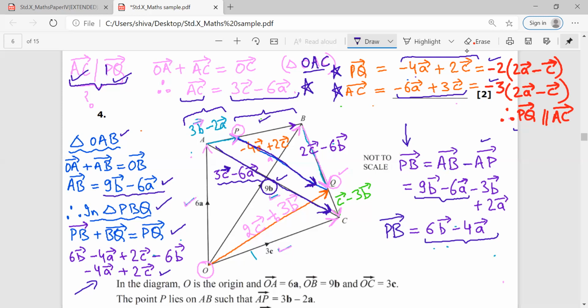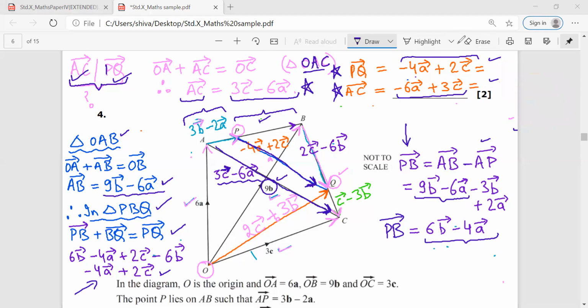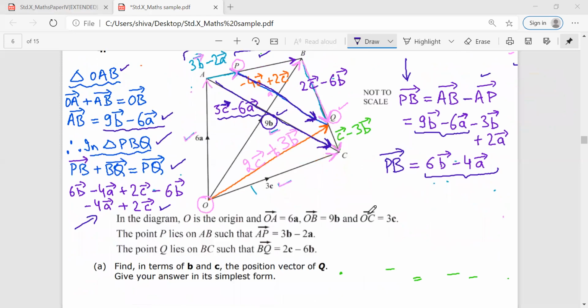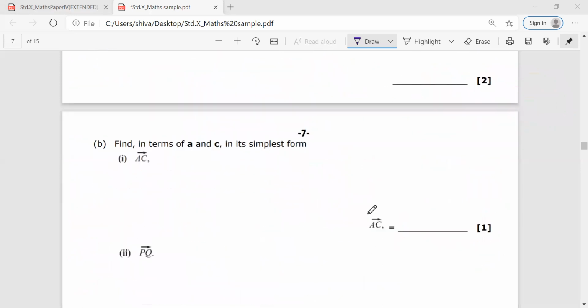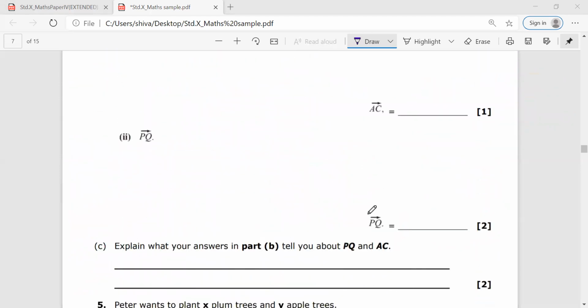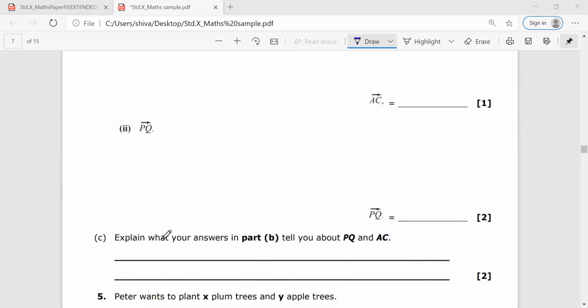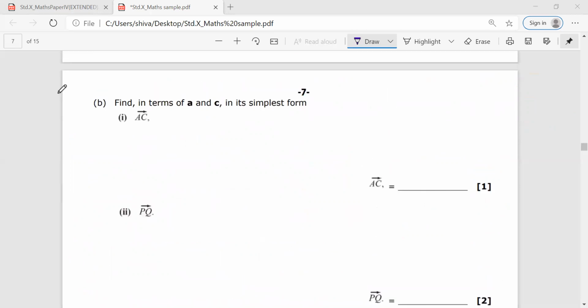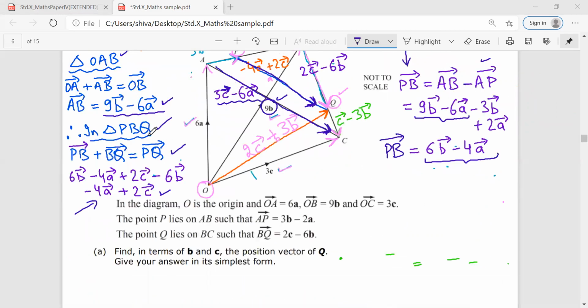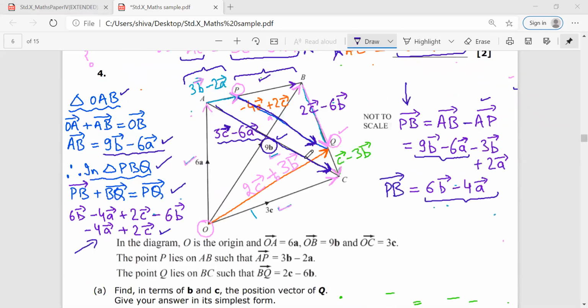Mr. Rudra? No, sir. This completes our question. We have found the value of AC, we have found the value of PQ, and we were asked to explain what our answers in part B tell us about PQ and AC. We have also found that PQ and AC are parallel to each other. So, is there any doubt? No, sir.